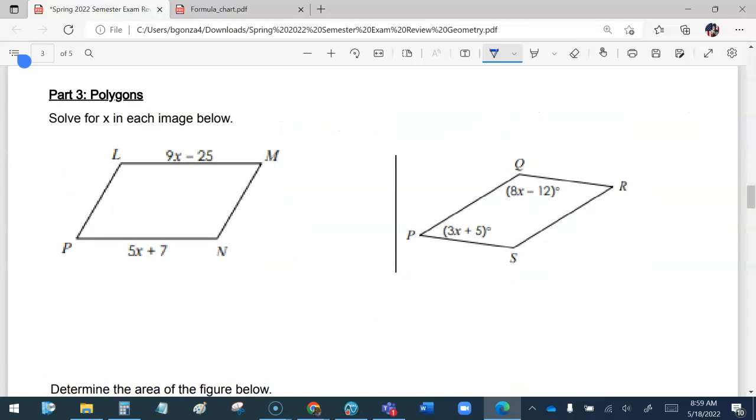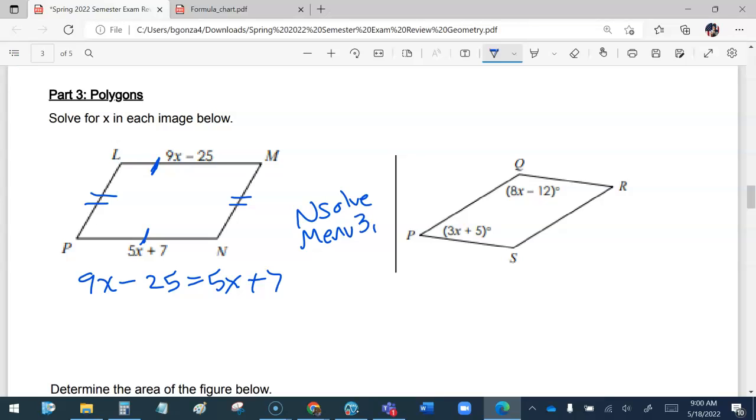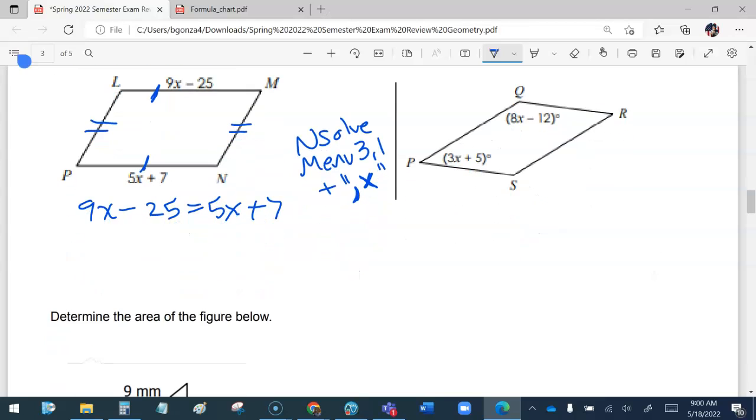All right, polygons. This is a parallelogram, and we know parallelograms' opposite sides are congruent. So that means LM and PN are congruent. So that means 9x minus 25 equals 5x plus 7. Now, on these, if you set them up, you can solve by doing menu 3, 1. Don't forget comma x. Okay? Or you can solve it the old-fashioned way, which I will show you right now.